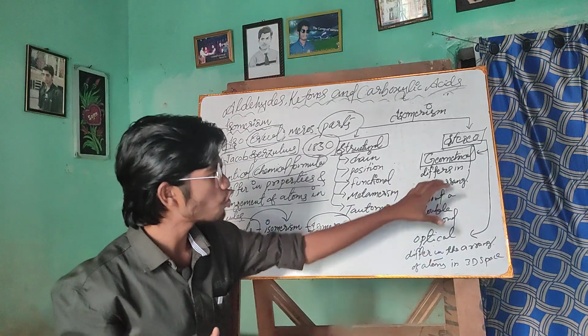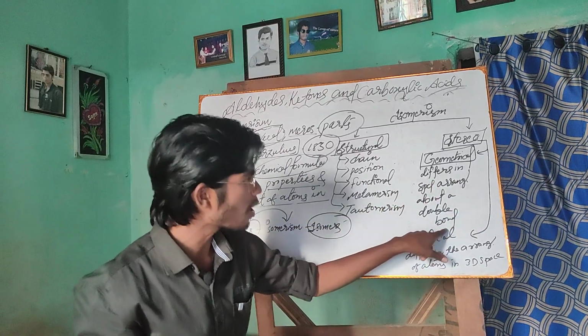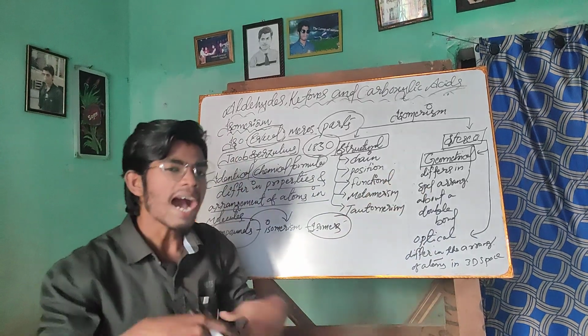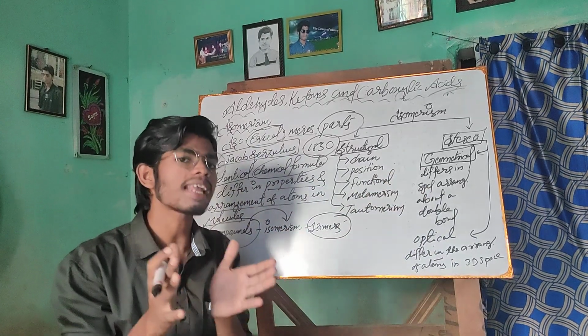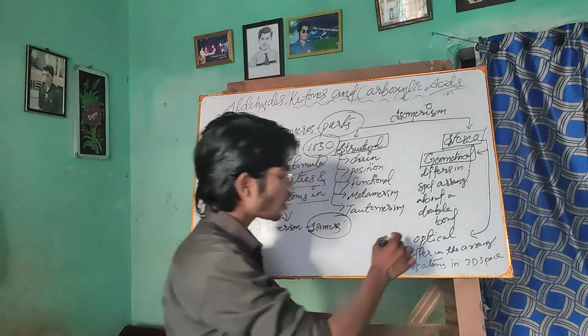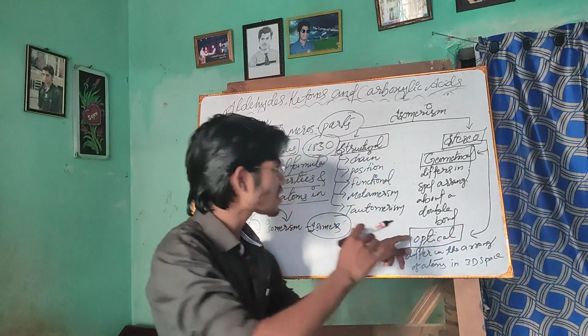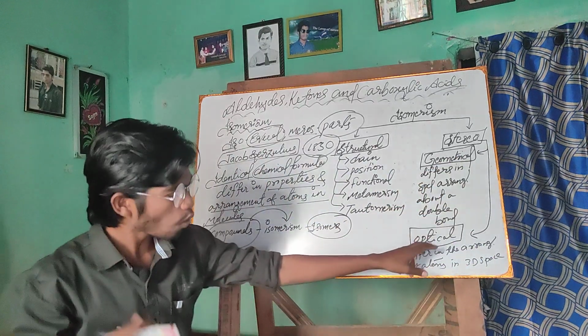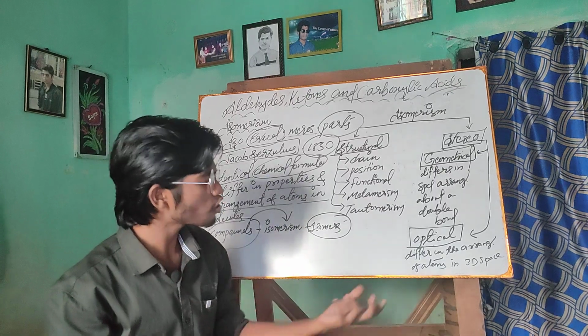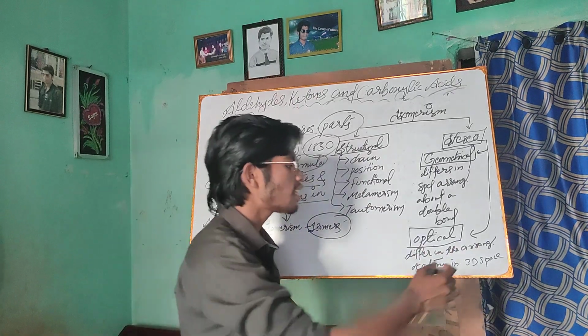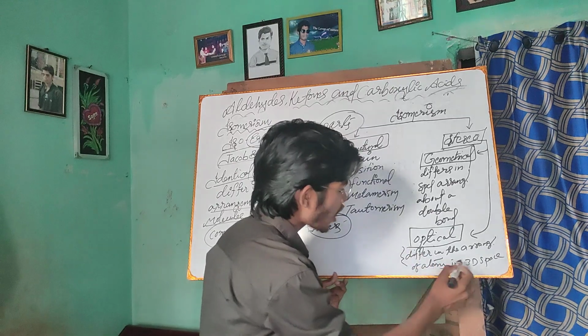So the isomers which differ in the spatial arrangement about a double bond are known as geometrical isomers, and the phenomenon is known as geometrical isomerism. Optical isomerism is also one of the subtypes of stereoisomerism. So what is optical isomerism? The isomers which differ in the arrangement of the atoms in 3D space.